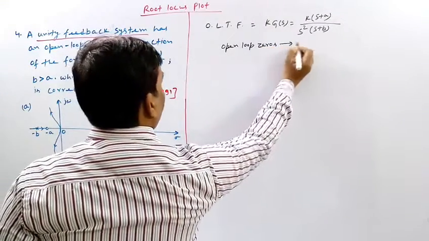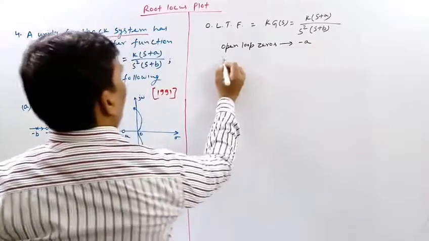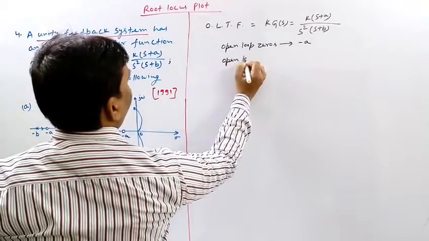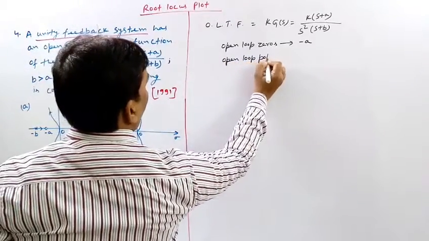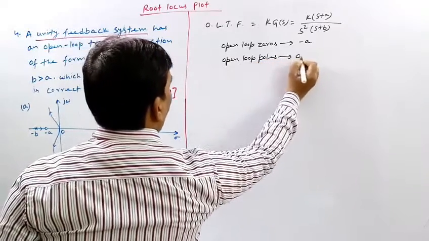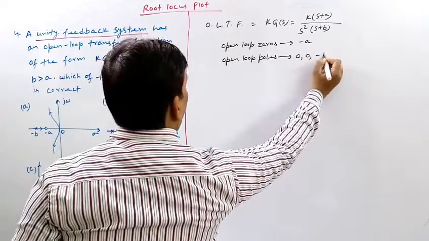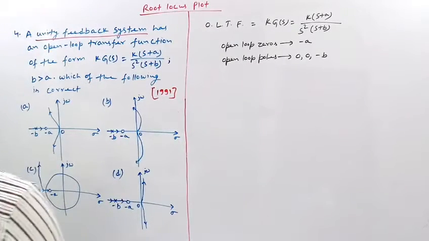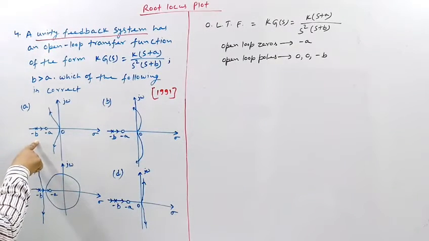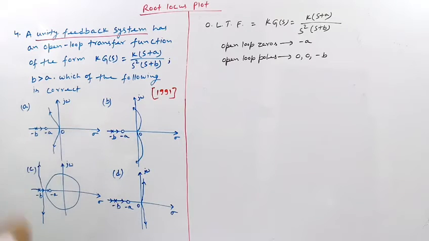So there is only 1 zero at minus a. Open loop poles: there are 3 poles, 2 poles at 0 and 1 pole at minus b. So 1 pole is at minus b and 1 zero is at minus a. So which of the given options are correct?